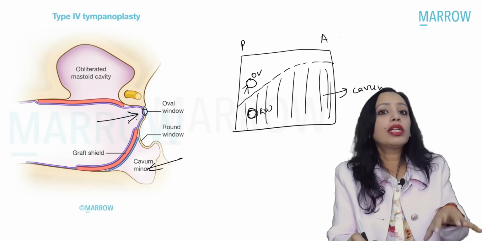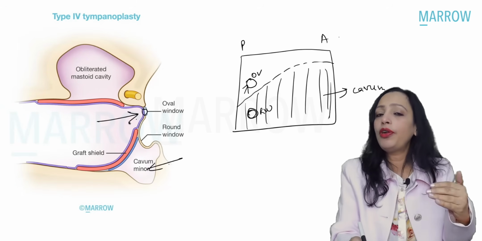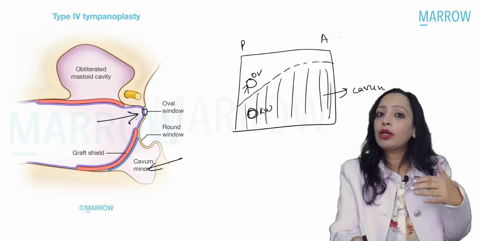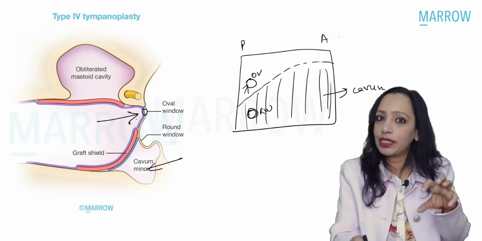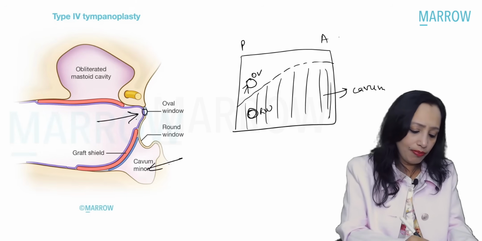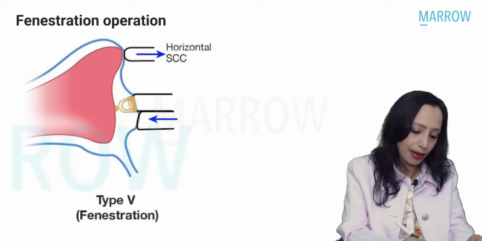So what we are doing here is we are maintaining the phase difference so that sound does not reach both the windows at the same time. That will lead to cancelling of the sound. So what we are doing in type 4 is we are maintaining the phase difference. This is cavum minor. What we are doing here is we are making a small middle ear cavity or cavum minor.